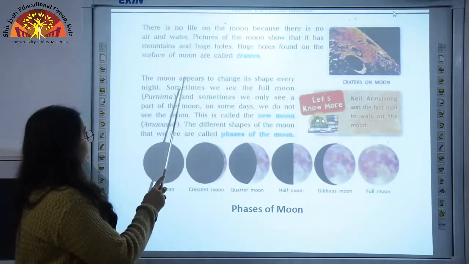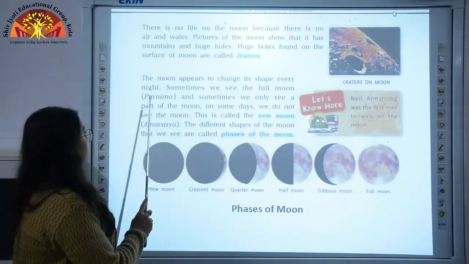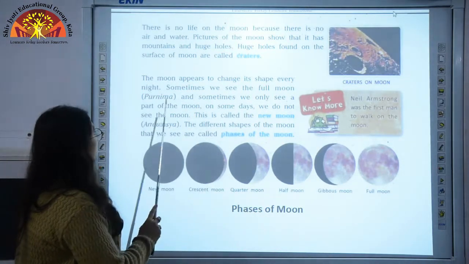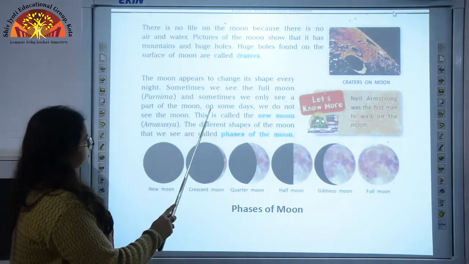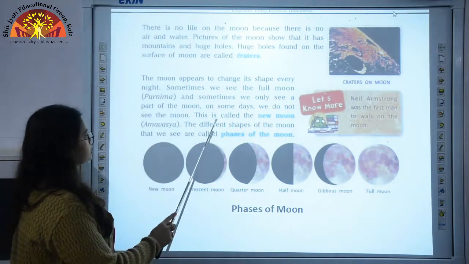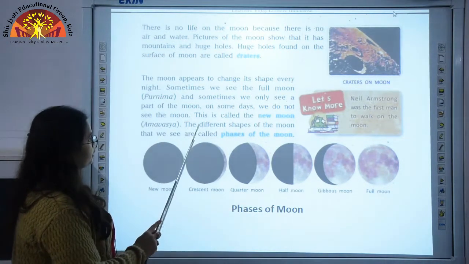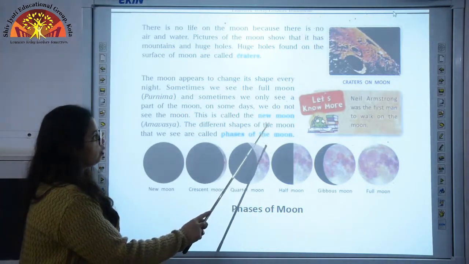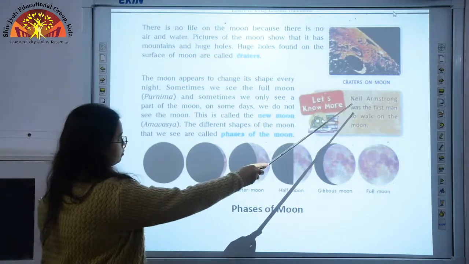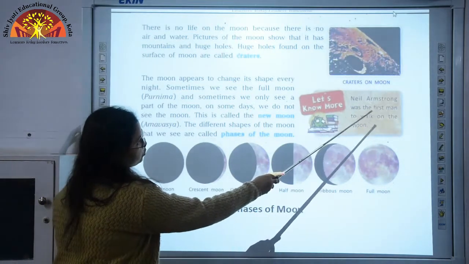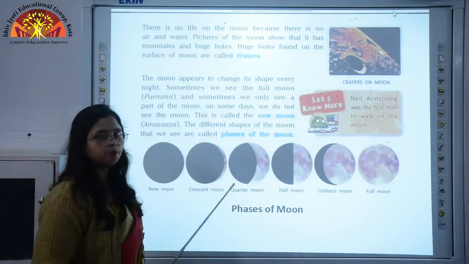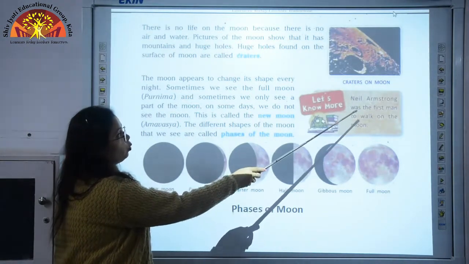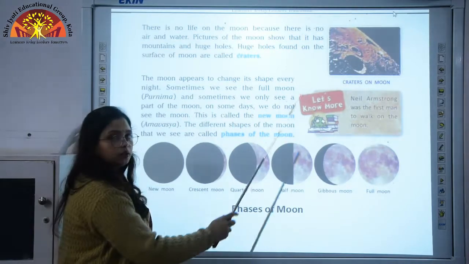Now the moon appears to change its shape every night. Sometimes we see the full moon and sometimes we see a part of the moon only. On some days we do not see the moon. This is called the new moon. The different shapes of the moon that we see are called phases of the moon. Neil Armstrong was the first man to walk on the moon. So children, it was the astronaut Neil Armstrong who first of all walked on the moon.